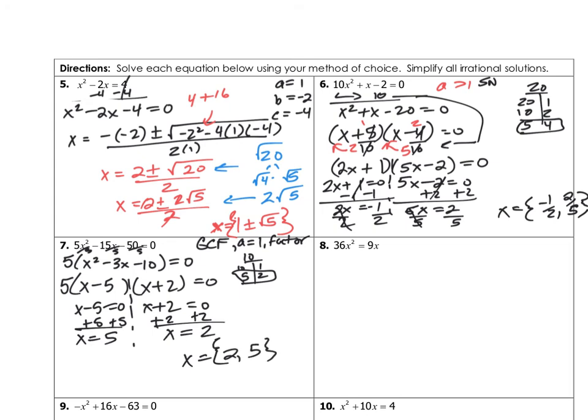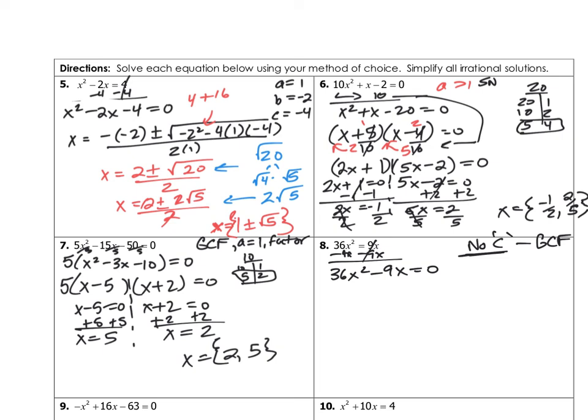All right, number 9. This is going to be the last example I do in the notes. Okay, or number 8 here. Okay. So we need to get everything on one side. Subtract 9x. 36x squared minus 9x equals 0. And there's no c term. Okay, so if there's no c, this is a clue to factor as the GCF.